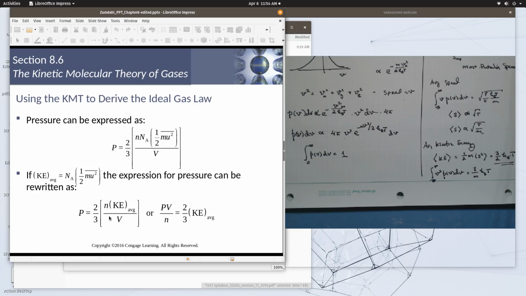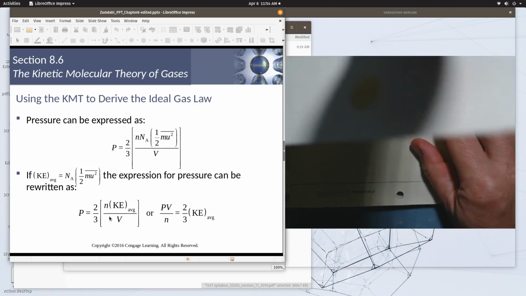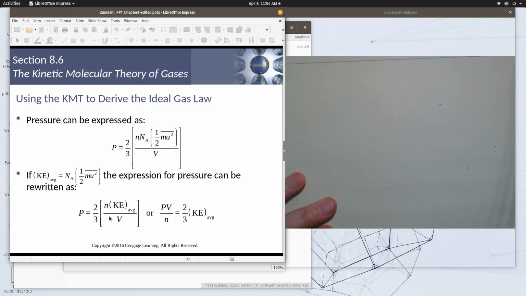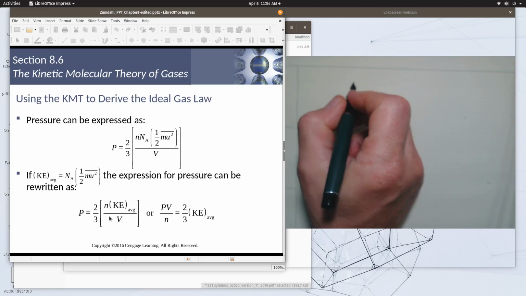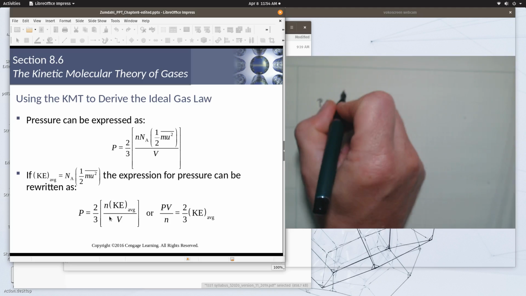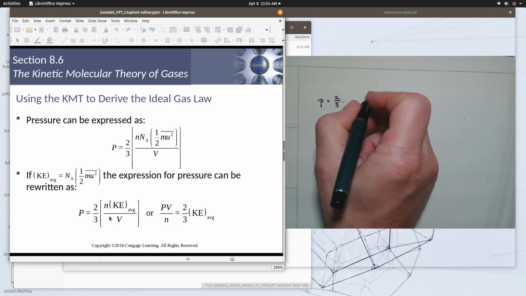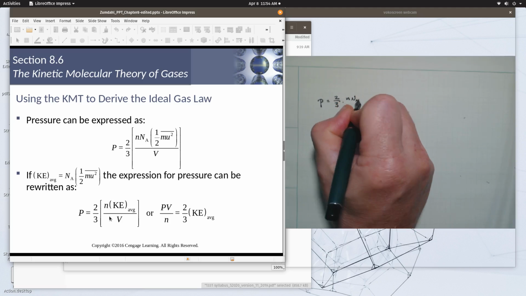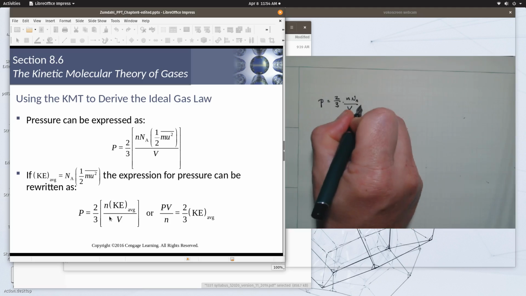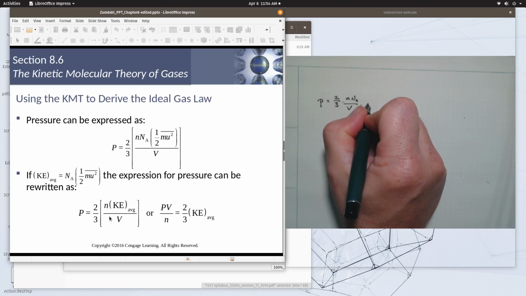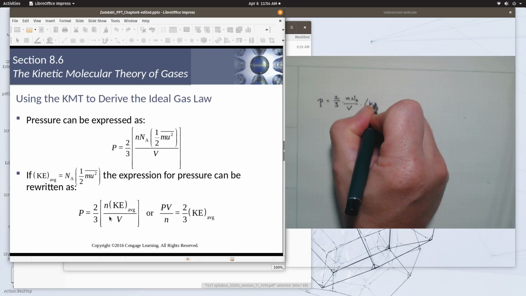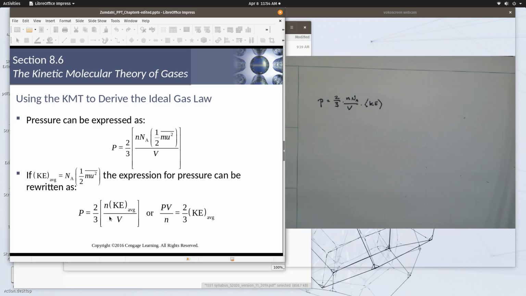So now pressure we can write out in the following way. And I'm not going to go through how we arrive at where the 2/3 part comes about, but we can get it in the following way. So if I look at this expression, pressure, let's pull this apart. Pressure is equal to 2/3 times N NA over the volume times the average kinetic energy, right? That's the average kinetic energy.